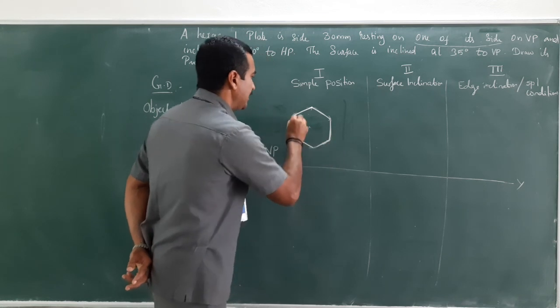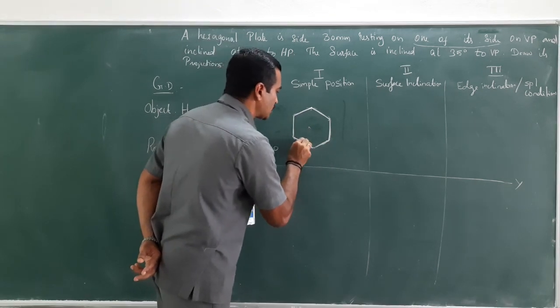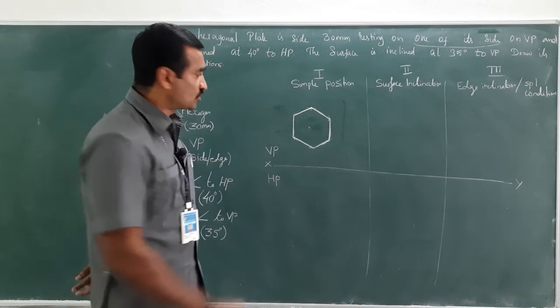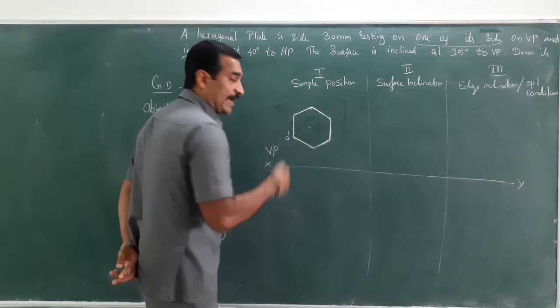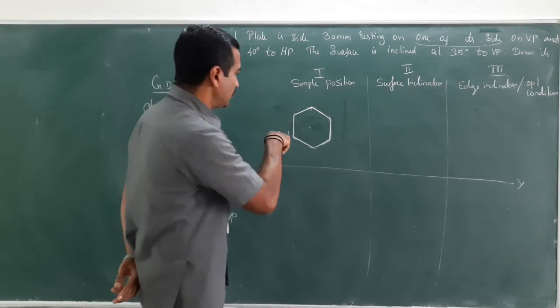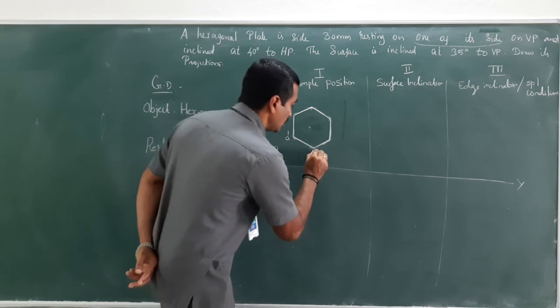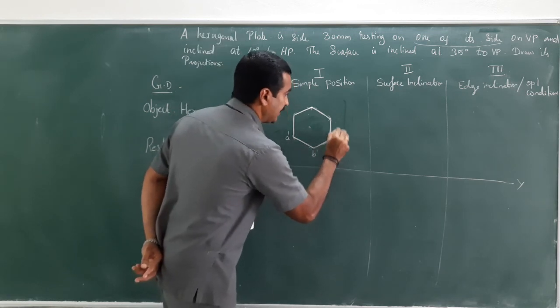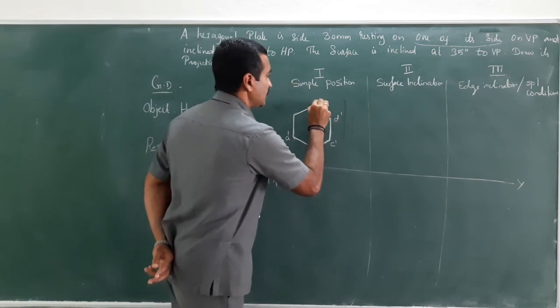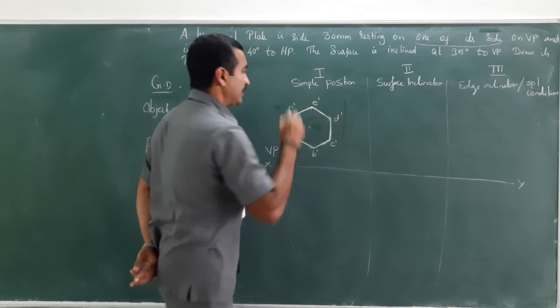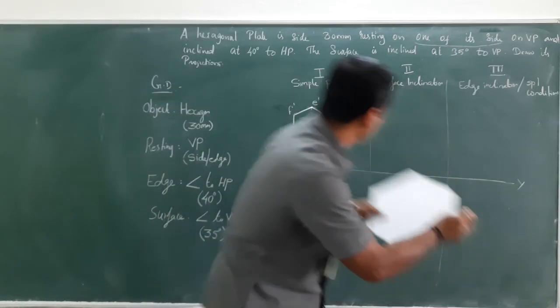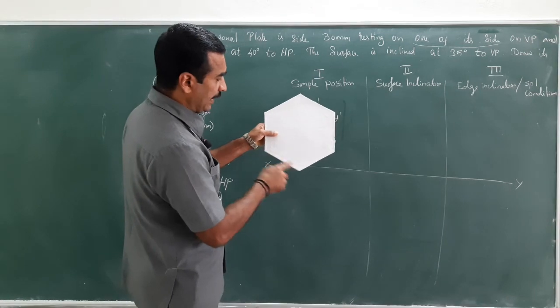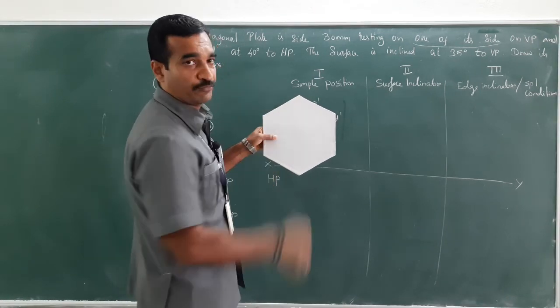So now give the naming for each and every corner of the hexagon. Let me just start from here. This is A dash, as being front view, the notation should carry dash. B dash, C dash, D dash, E dash and F dash. So this is how the object has been placed, given naming A, B, C, D, E, F.